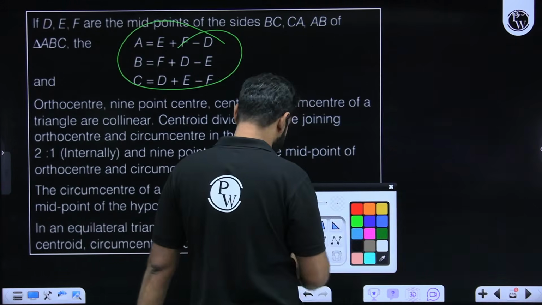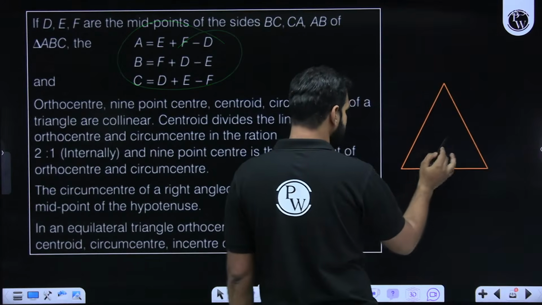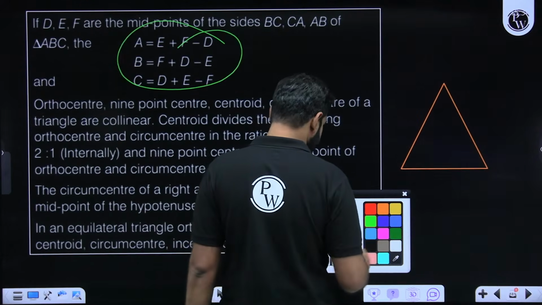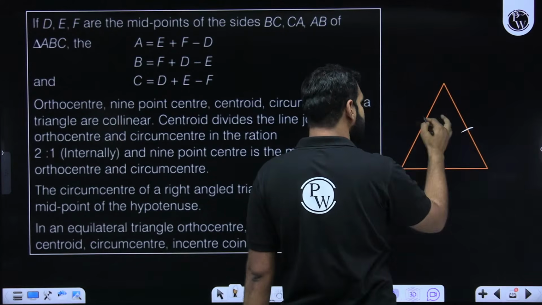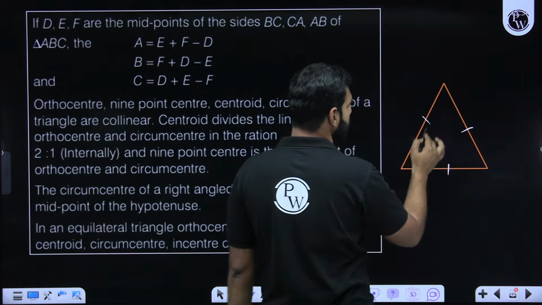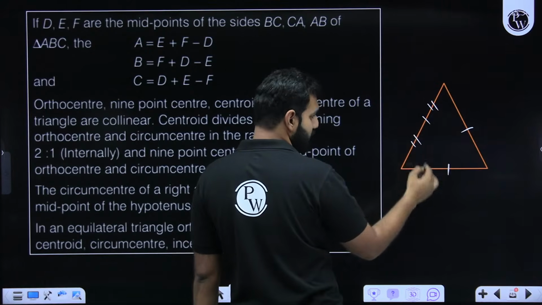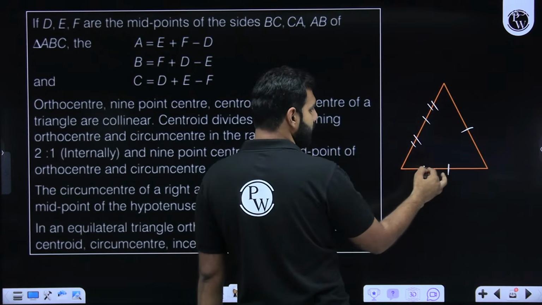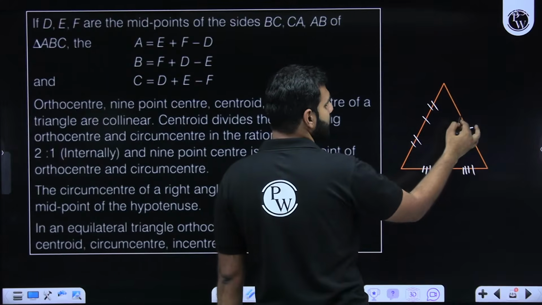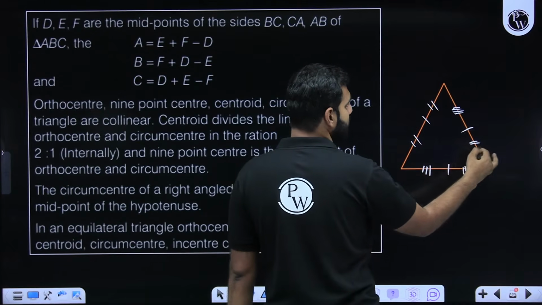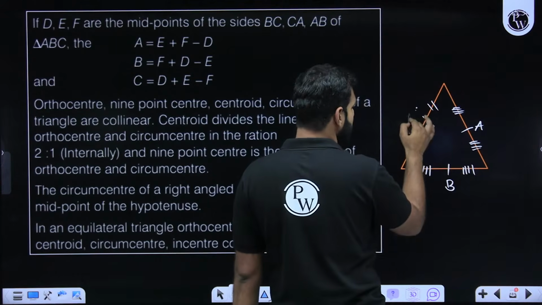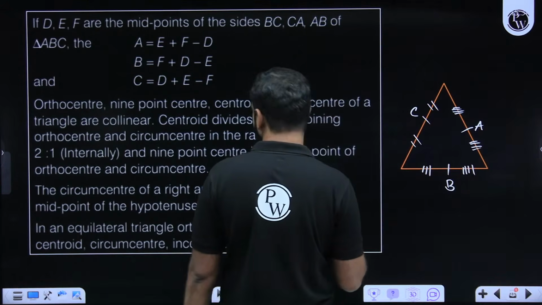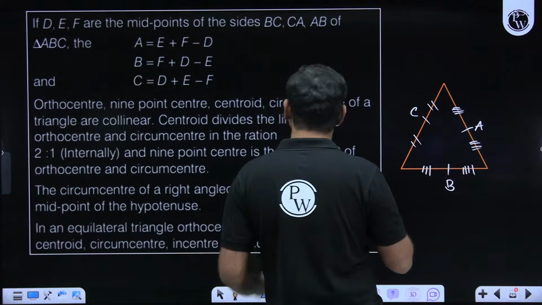Let's say there is a triangle. This triangle has vertices, but let's say I'm not given the vertices, I'm given the midpoints. So this is the midpoint of this side, this is the midpoint of this side, and this is the midpoint of this side. Let's say this midpoint is given by A, this by B, this by C.